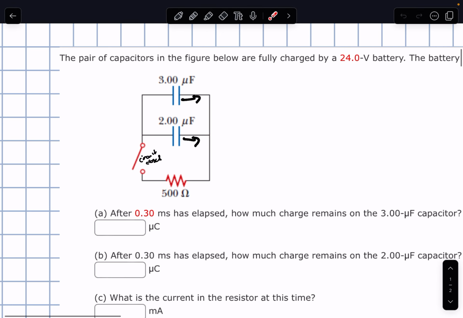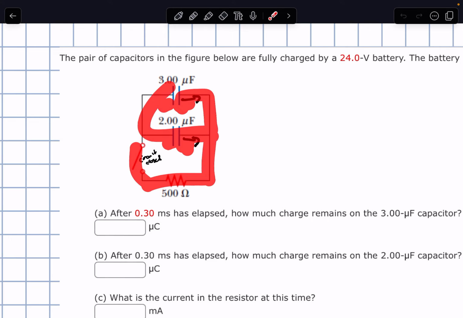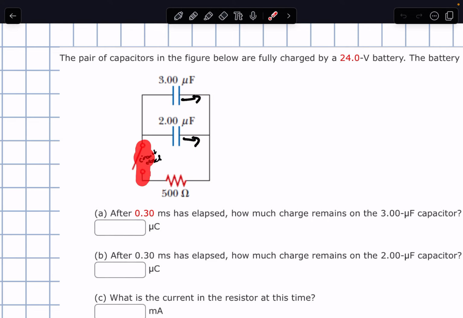Do little arrows. This is going to be our positive. This is going to be our negative. Positive, negative. And then this circuit is going to be closed, passing through our 500 ohm resistor.